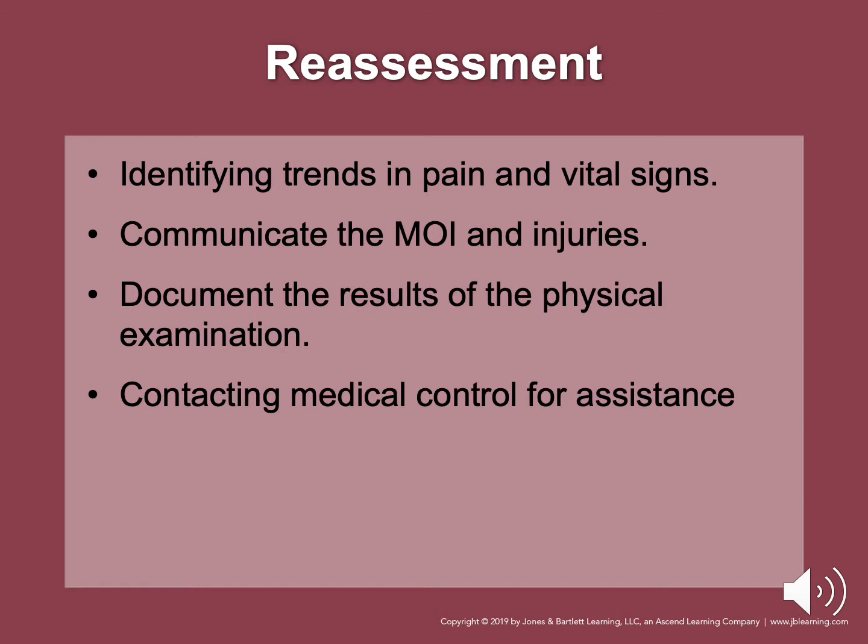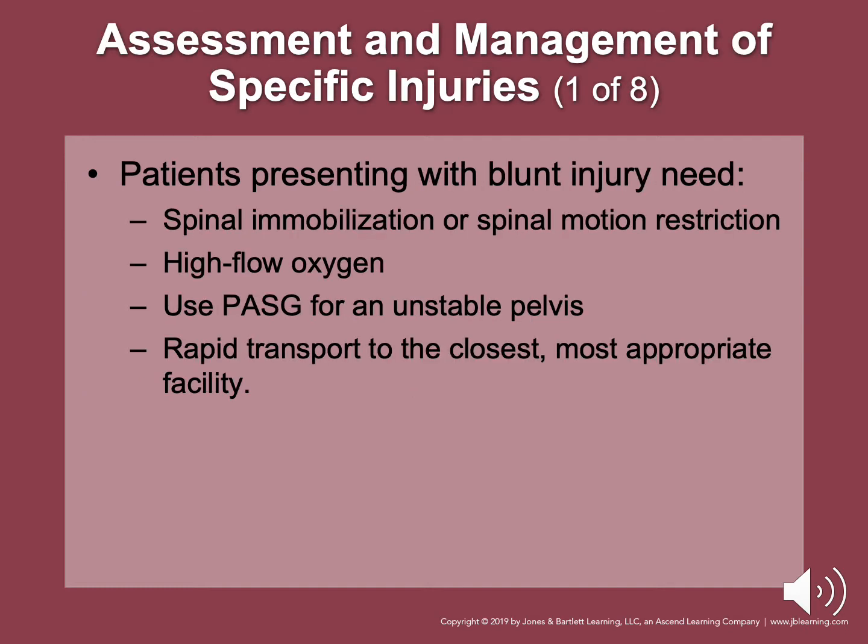A lot of times you're not going to be able to externally tell the injuries of these patients because a lot of times they are internal injuries, and they may need X-rays and CTs to determine those injuries. Patients presenting with blunt injury need to be spinally immobilized, given high flow oxygen, and an unstable pelvis needs to be stabilized.